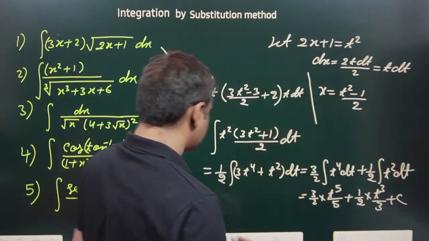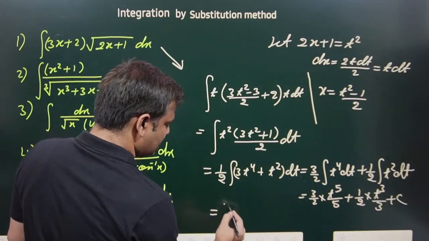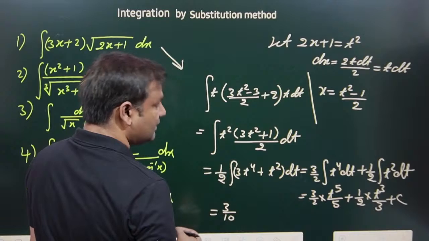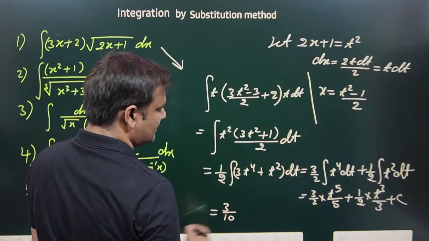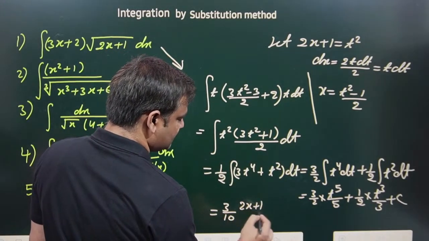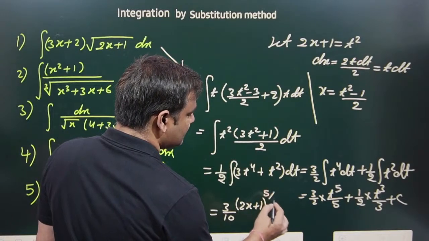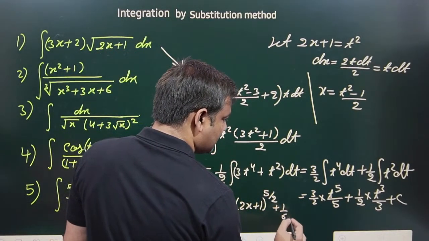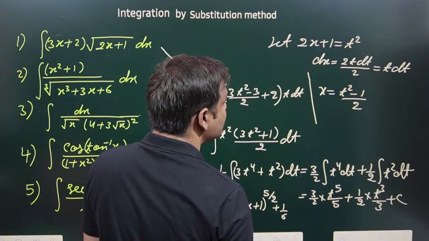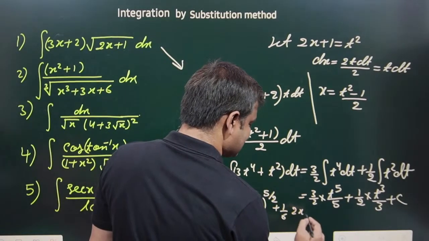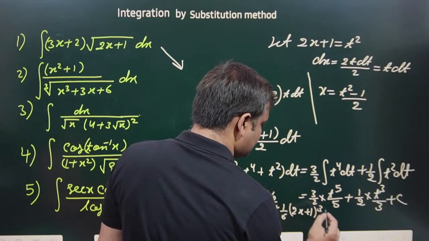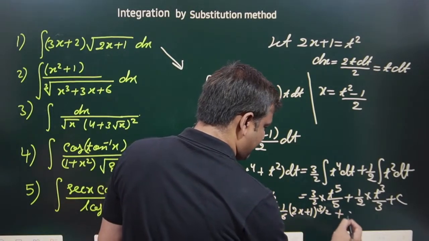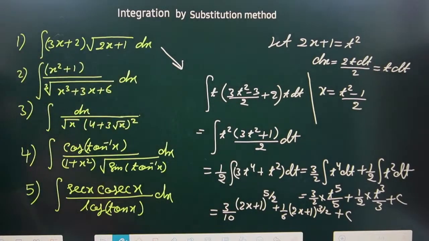Now replace t with 2x plus 1. That is 3 by 10 into t to power 5, basically written as 2x plus 1 to the whole power 5 by 2, plus 1 by 6 into t replaced by 2x plus 1 to the whole power 3 by 2, plus c is the right answer.